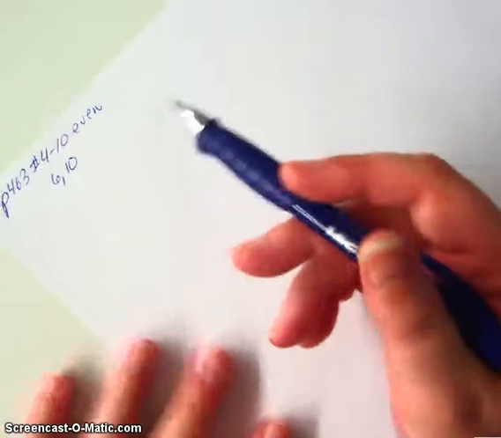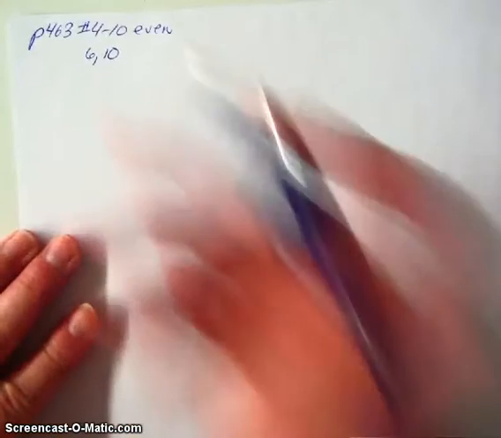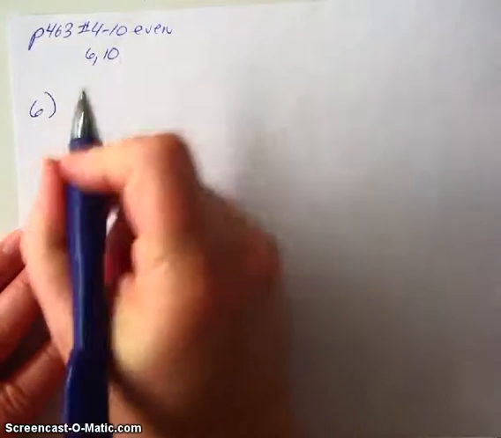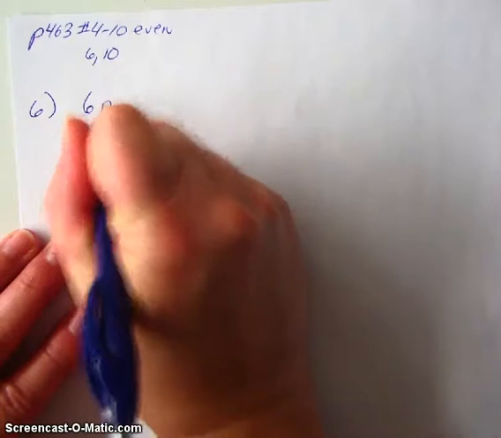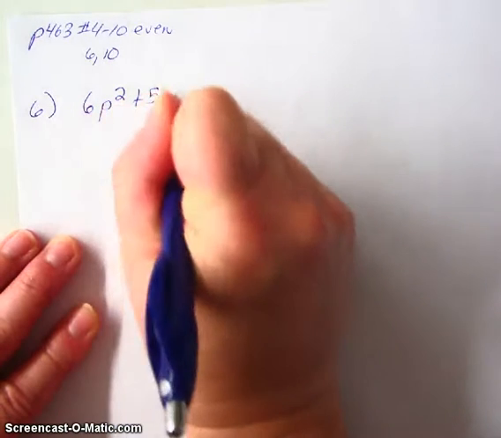All right, so I'm going to do problem number 6. Problem number 6, 6p squared plus 5p plus 1.